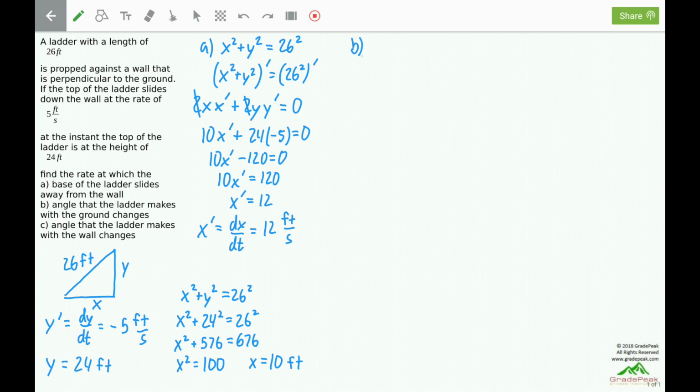For part B, we want to find the rate at which the angle that the ladder makes with the ground changes. Let's give that angle a name on the picture. This is the angle that the ladder makes with the ground. I will call it theta.